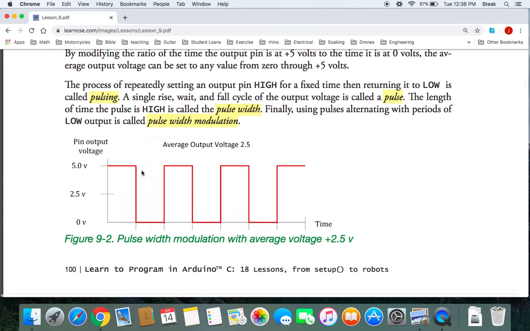Okay, so what would the average here be? So here's 1 second from 0 to 1. So half the time it's at 5, and then the other half it's at 0. So 5 plus 0 divided by 2 is 2.5. So this is an average voltage of 2.5 volts.